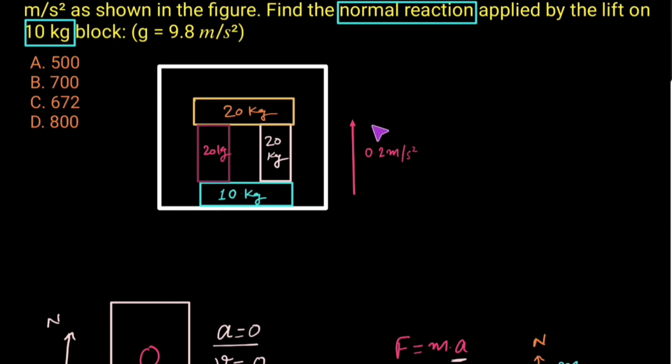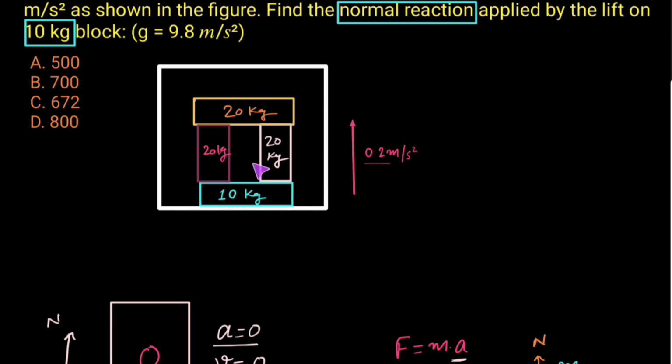It is given that this lift is moving in the upward direction with 0.2 meter per second square acceleration. And we are asked to find the normal reaction applied by the surface of the lift on the 10 kg block. The one thing we always need to keep in mind is that this surface will not feel the 10 kg mass, however, it will be feeling 10 plus 20 plus 20 plus 20, that is the 70 kg mass. For this surface of the lift, this 10 kg mass is not the 10 kg mass, it will feel it as a 70 kg.